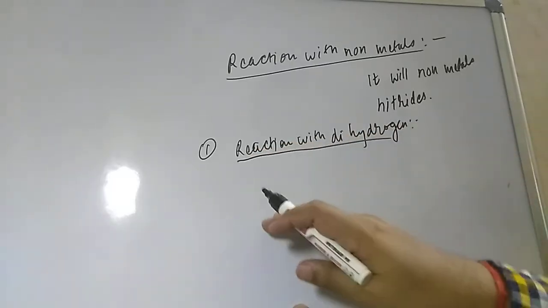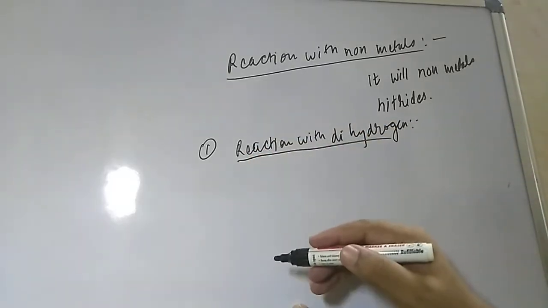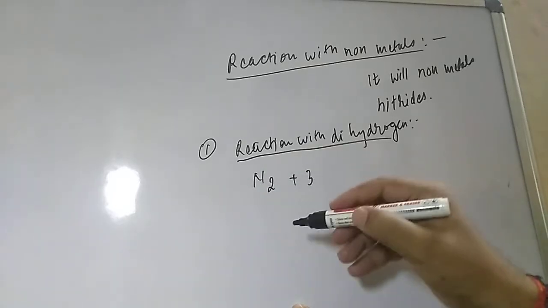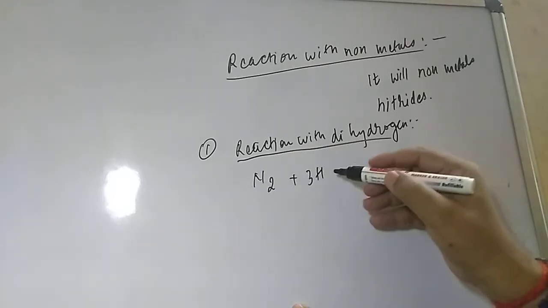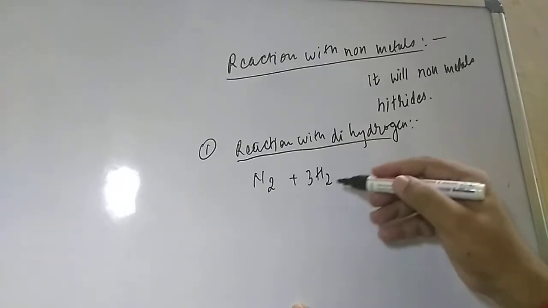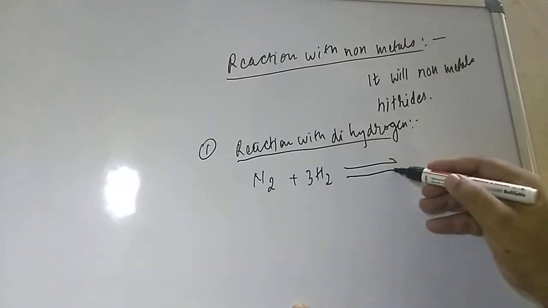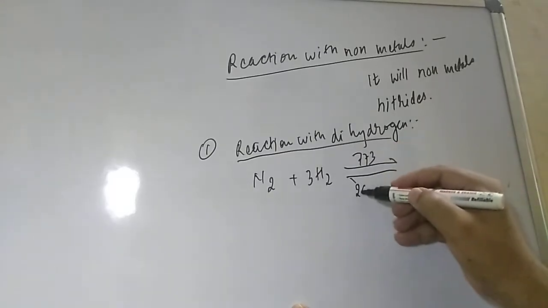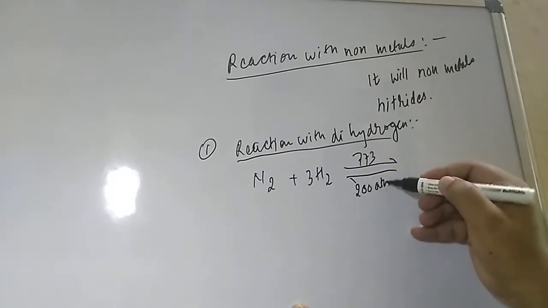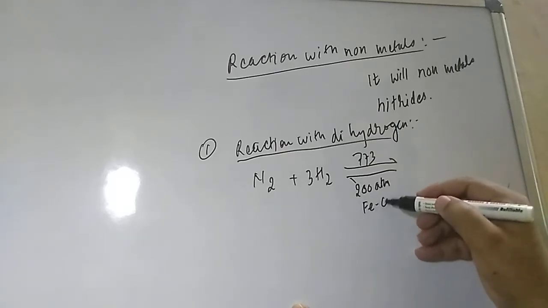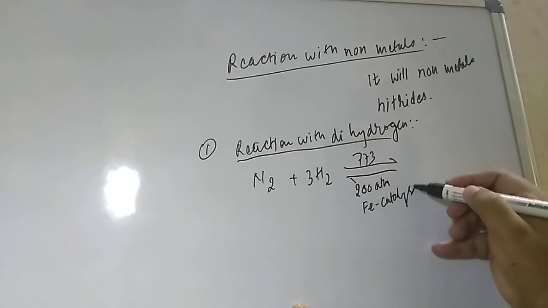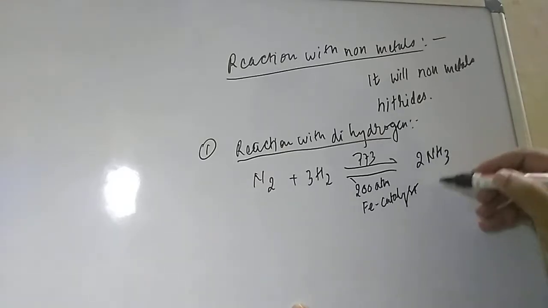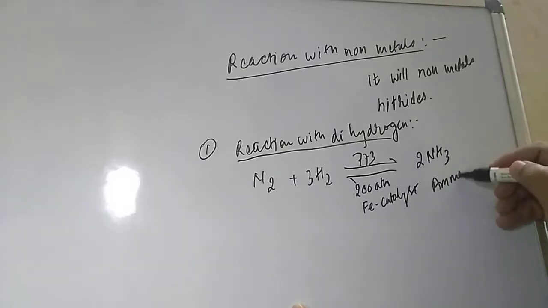Now we know the Haber process, from grade 10th also. One to three mole ratio of nitrogen and hydrogen reversibly combine at 773 Kelvin temperature and 200 atm pressure in the presence of Fe catalyst. So what compound will it give? It gives 2NH3, that is ammonia.